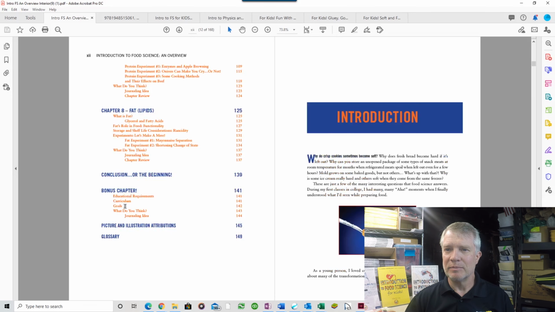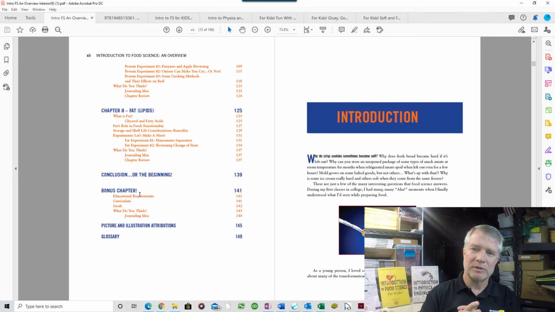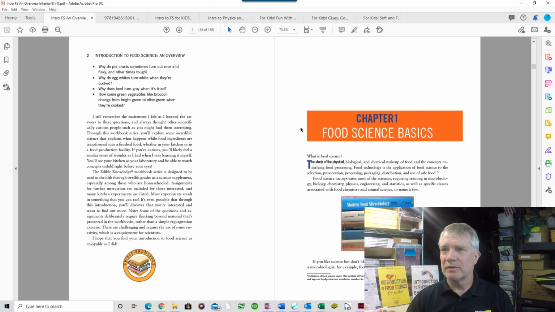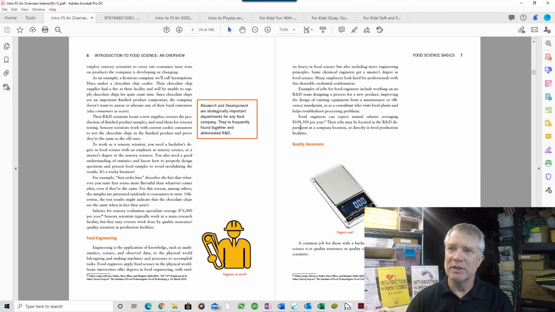And then at the end, there's a bonus chapter if people are interested in what the educational requirements are to become a food scientist, the kinds of classes you'll take, and that type of thing. And then there's also a glossary. So let's take a look. So this is what it looks like inside.